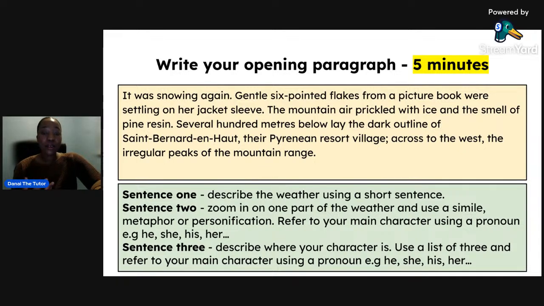And then in the final sentence, it's a longer sentence. You can describe where your character is, so you can think about the setting in a bit more detail. Perhaps use a list of three and refer to your main character again using a pronoun like he, she, his, her. So 5 minutes to do that.